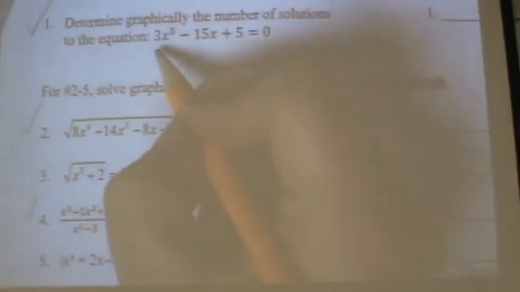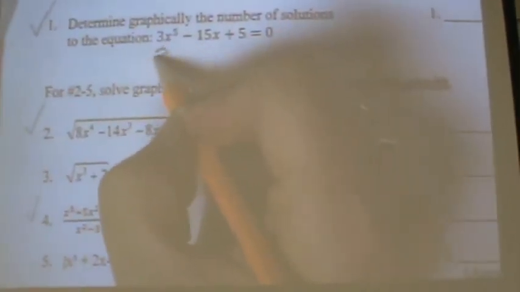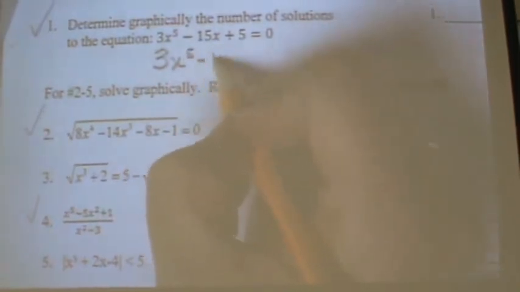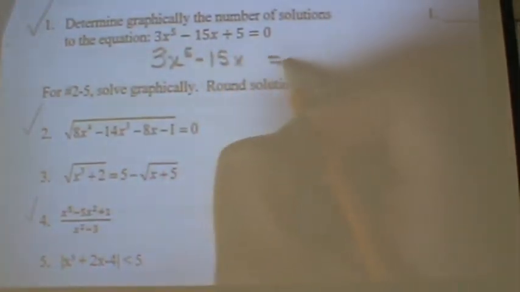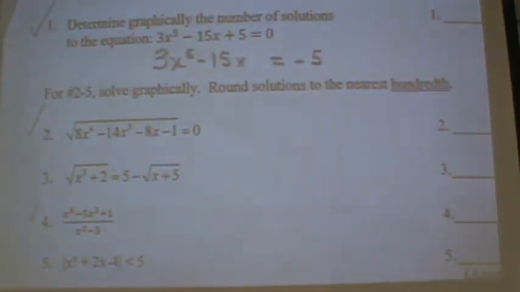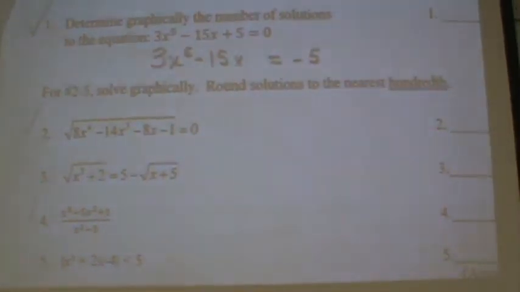Now, what if this problem were written like 3x to the 5th minus 15x equals -5. And I said, solve it or tell me how many solutions. What would you do? Bring the -5 to the other side. So on all of these, you want to get everything to one side. Okay, then what? Type it in your calculator.